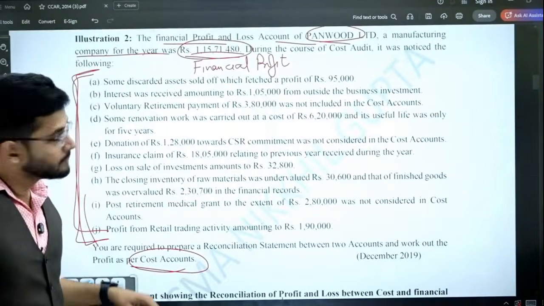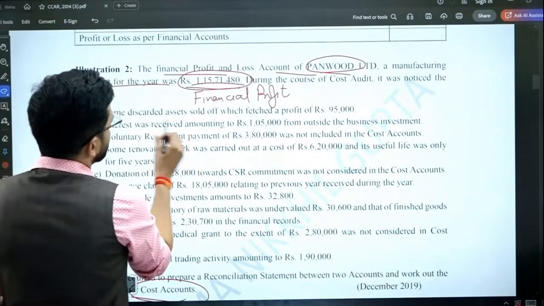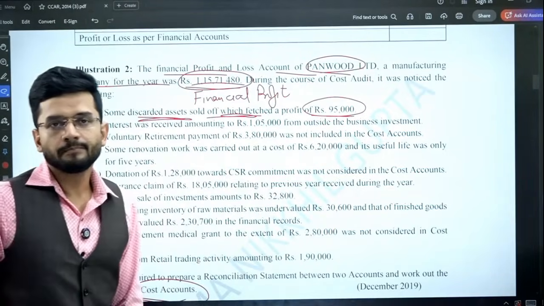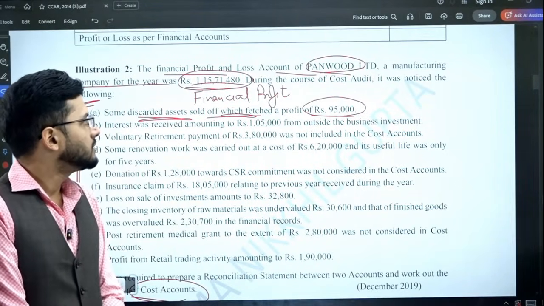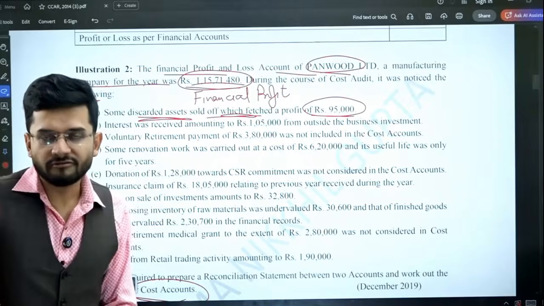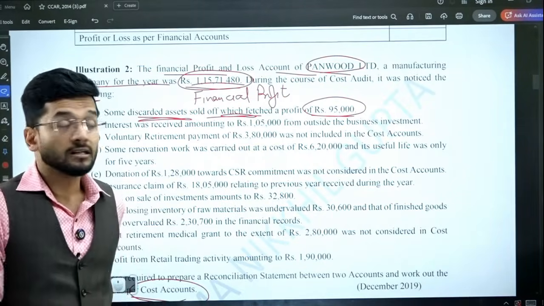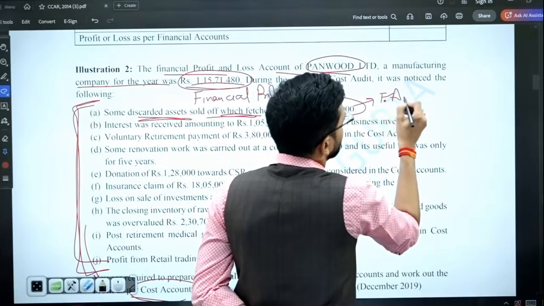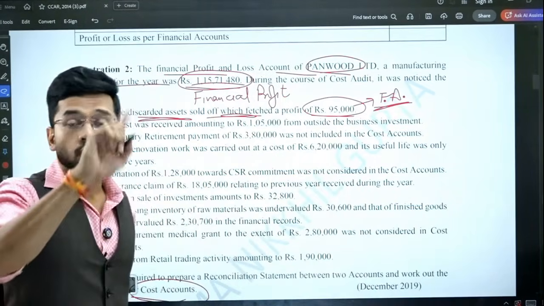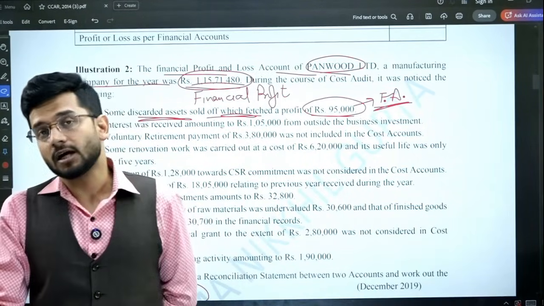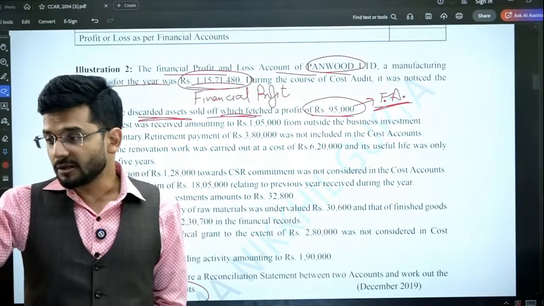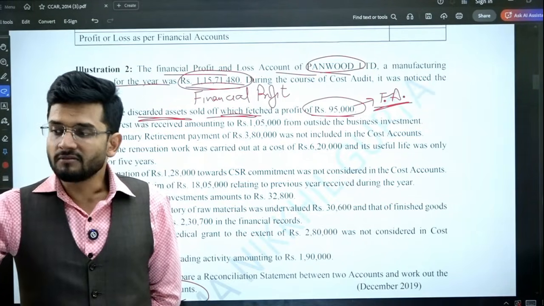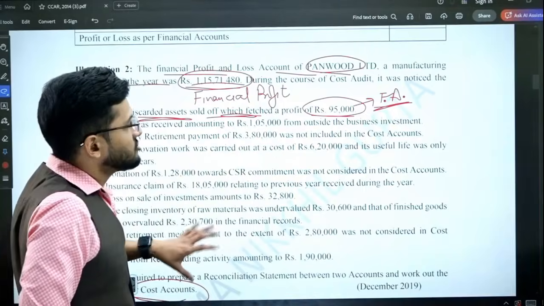Okay, let's start the first adjustment. Some discarded asset is sold off which fetched a profit of 95,000 rupees. So there are discarded assets which are sold off and they have fetched an income of 95,000 rupees. This is an additional income according to financial accounts. This income would not have been there in the costing accounts. This kind of income is never recognized in costing accounts. It is always recognized in financial accounts.